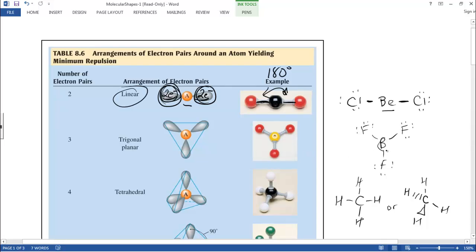Boron here makes three bonds. This pair of electrons, this pair of electrons, this pair of electrons. Those three pairs are going to shift and move and get as far apart as possible to form a triangle shape, a flat triangle, or trigonal planar.